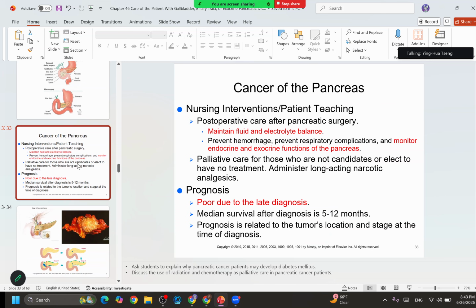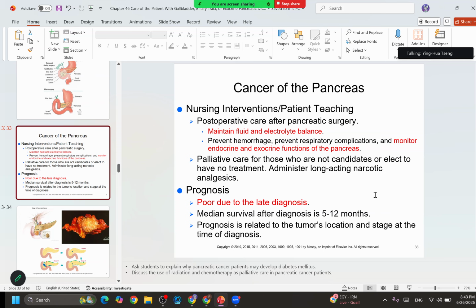All right. Let's see. So the nursing interventions after the surgery: maintain the fluid and electrolyte balance, of course, especially because the patient is NPO, they cannot eat and drink, not yet. So that's why the IV fluid and electrolyte support is very important. Prevent hemorrhage and respiratory complications, we already know that. So that's for the surgery care. Monitor the endocrine and exocrine function of the pancreas.